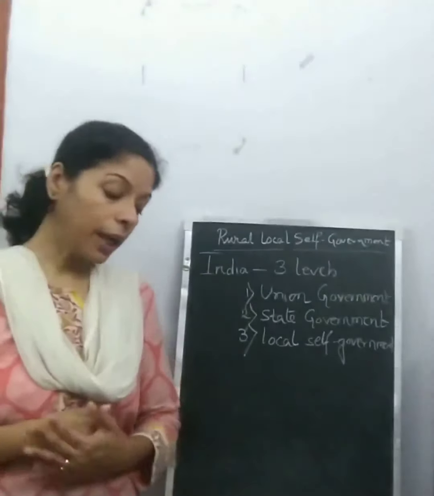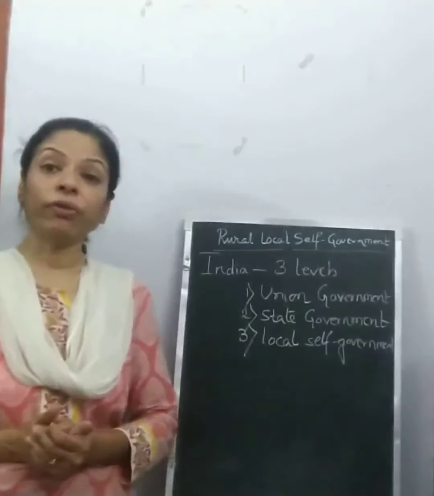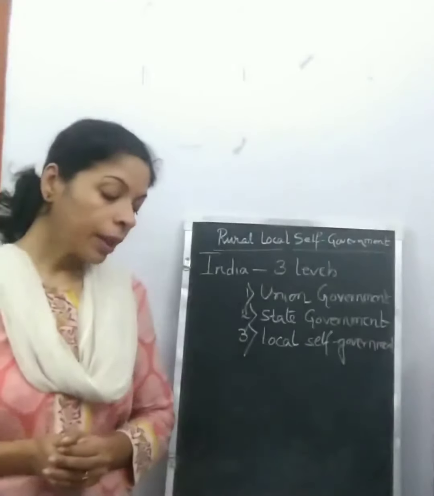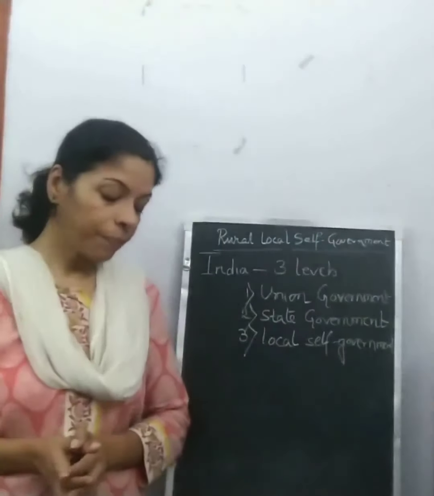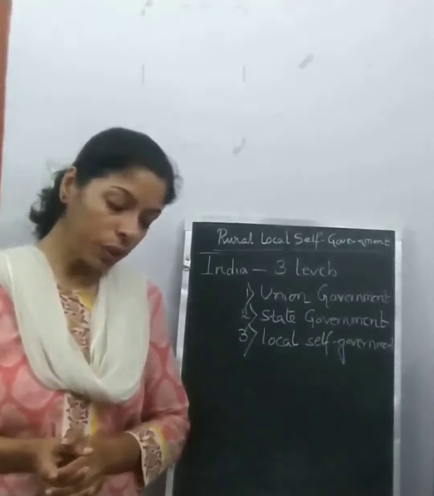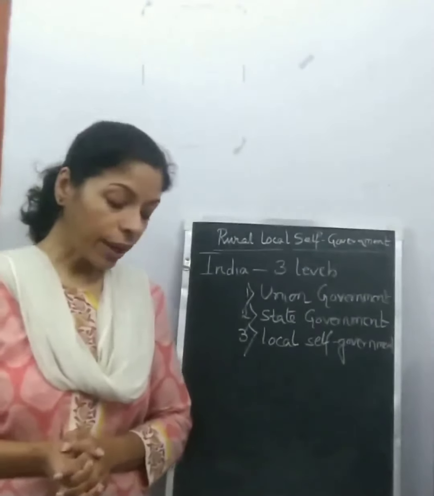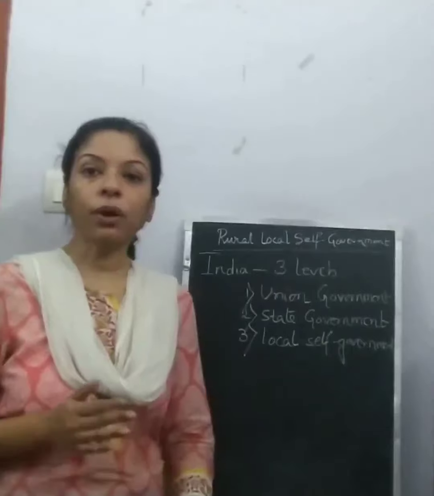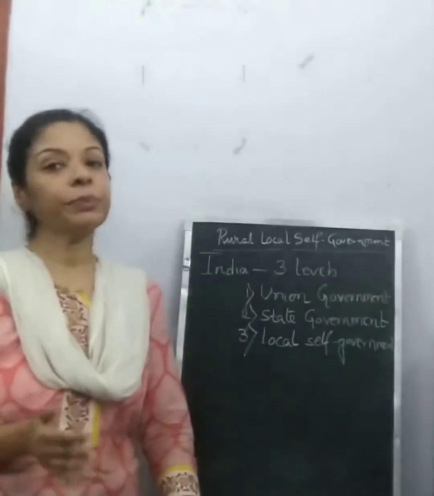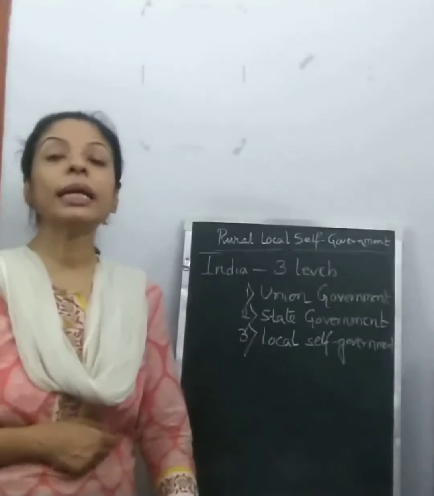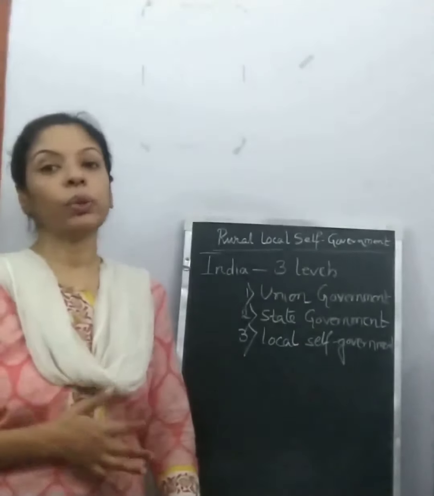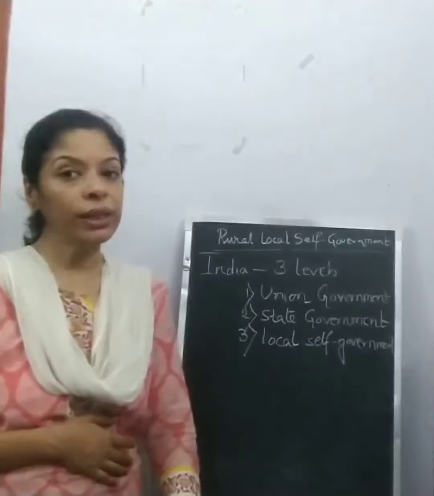Next, we will take up the urban local self-government that we find in the towns and cities. In the towns and cities, we find the municipal corporations, the cantonment boards and the improvement trust. So, that is the part of the urban local self-government. But this chapter is about the rural local self-government. That is, we will learn about the local self-government that we find in the villages.